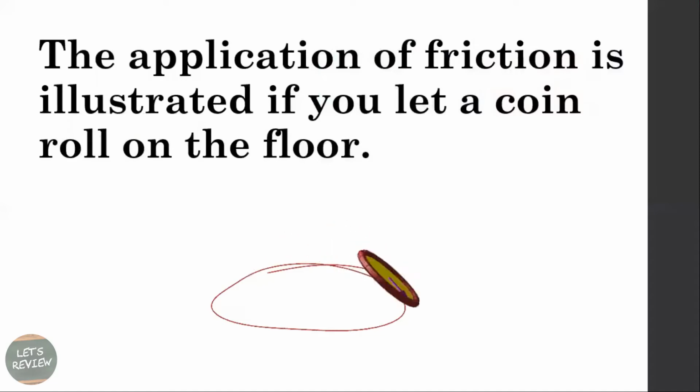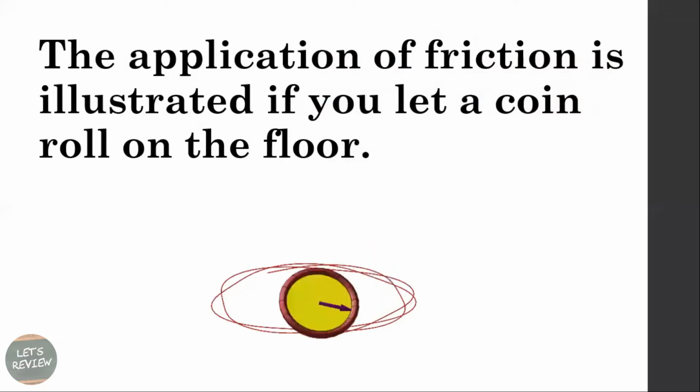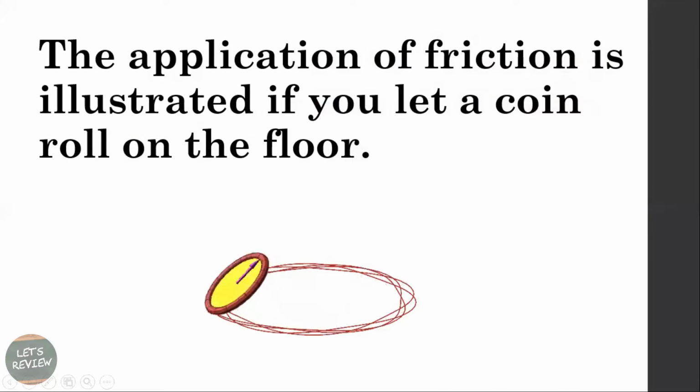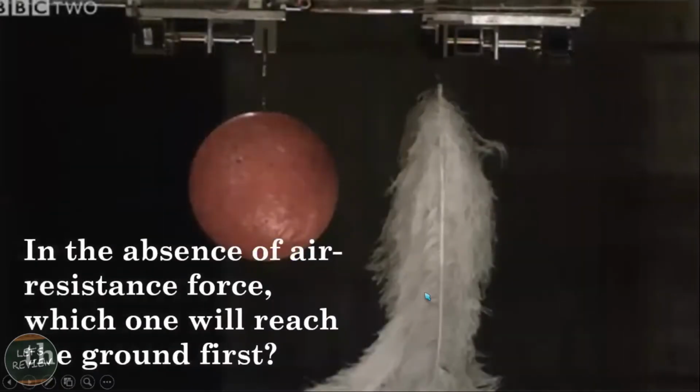The application of friction is illustrated if you let a coin roll on the floor, right? It will stop depending, again, on the surface. In the absence of air resistance force, I want you to think about this. Air resistance force, as part of our review, is a special kind of friction, but it only happens when the object is traveling through air. Now, in these two objects, heavy and light, which one will reach the ground first?